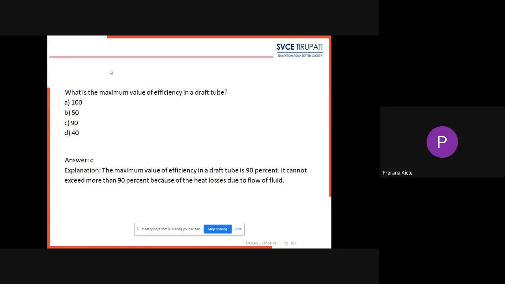Next problem, what is the maximum value of efficiency in a draft tube? So the maximum efficiency is 90%. It cannot exceed 90% because of the head loss due to the flow of the liquid. Next one, the efficiency of a draft tube is directly proportional to its velocity. The efficiency of the draft tube gives the difference of the kinetic energy between the inlet and outlet, minus the tube losses. Hence it is directly proportional to its velocity.